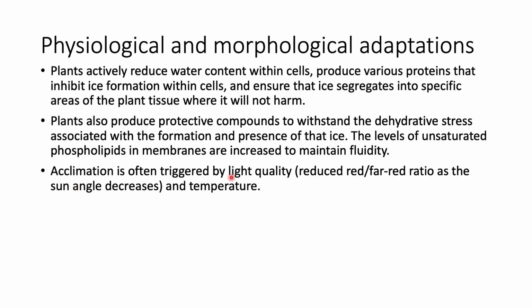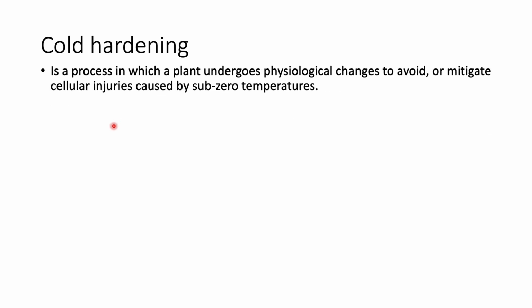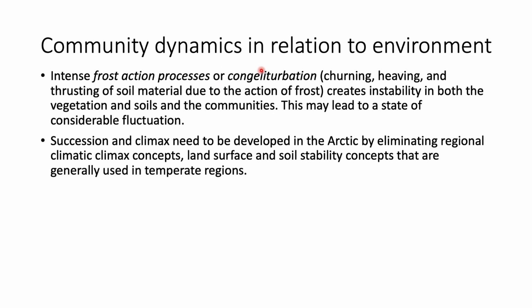Acclimation is often triggered by light quality, that is a reduced red to far red ratio as the sun angle decreases, and by temperature. Then they also have something called cold hardening. It is a process in which a plant undergoes physiological change to avoid or mitigate cellular injuries caused by sub-zero temperatures. And let us look at the community dynamics in relation to the environment.